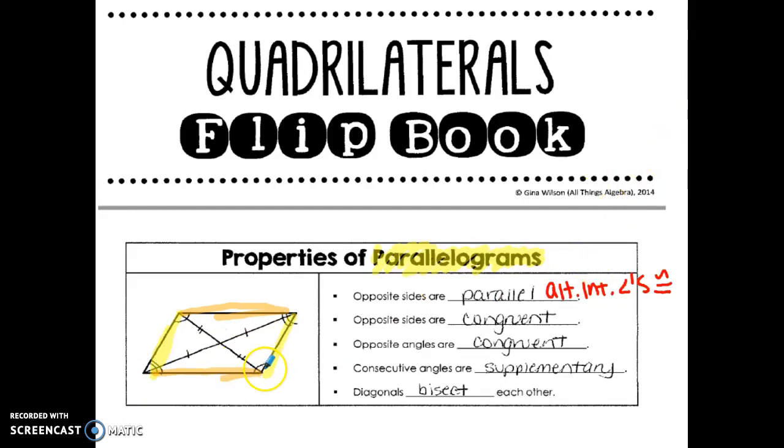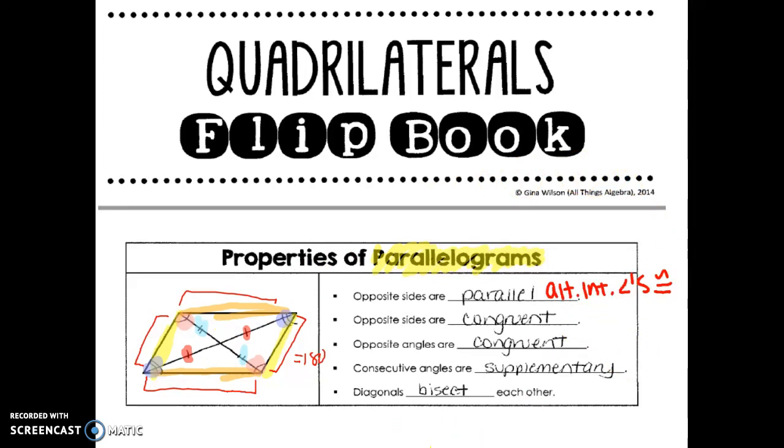Opposite angles are still congruent, so they're across from each other. They are the exact same measure. So if we look here, these four are opposite angles and congruent. Consecutive angles are still supplementary, so if they're next to each other, they equal 180. These also equal 180, these equal 180, and these equal 180 as well. And then diagonals bisect each other, so that means these and these are congruent, as well as this bit and this bit are also congruent.